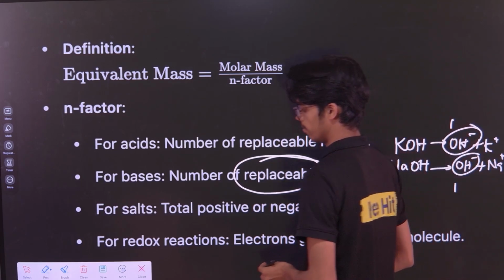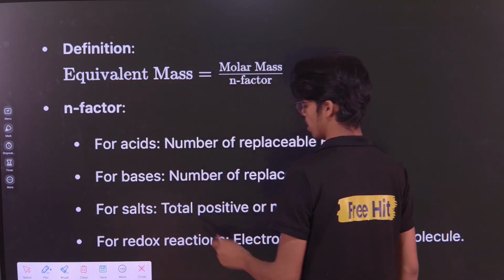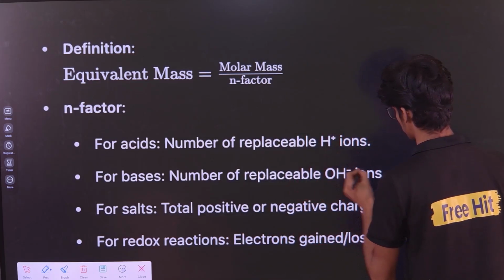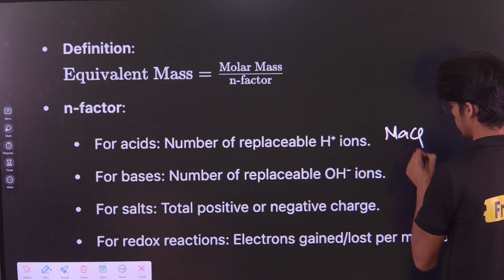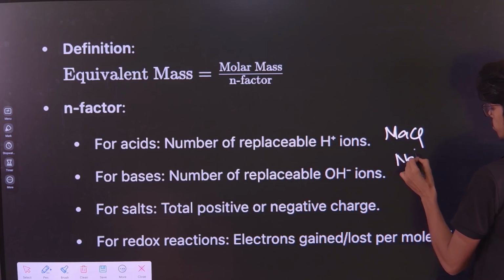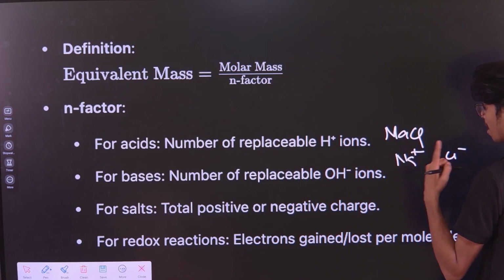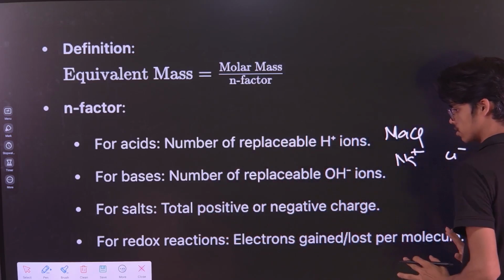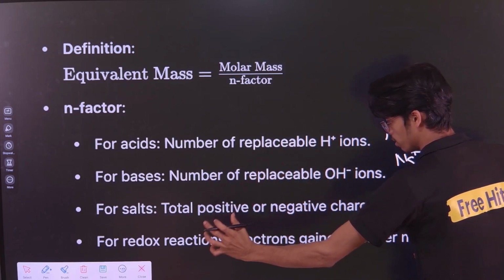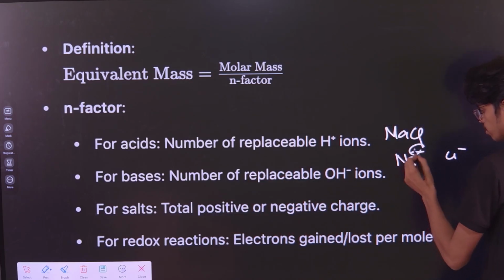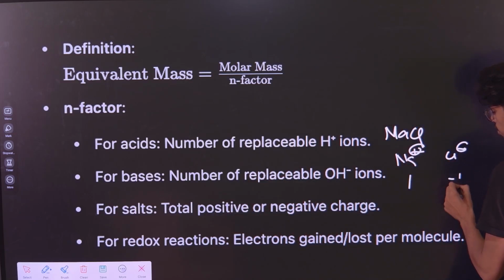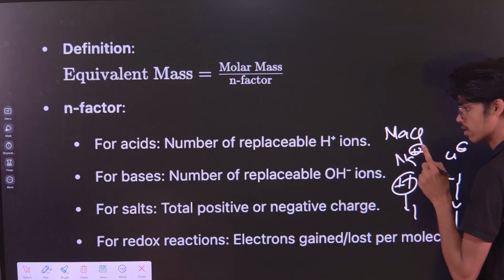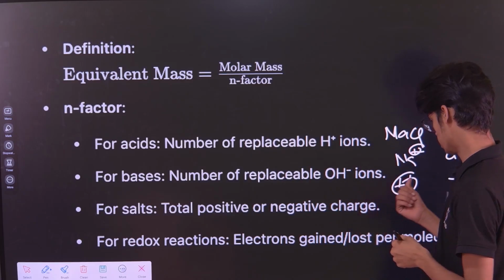Now when it comes to salts, it is the total positive or negative charge which is getting balanced. For example, NaCl is made of one Na positive and one Cl negative. What is the magnitude of either the positive charge or the negative charge? You can calculate either one, but pick only one of them. The magnitude is 1, so for salts this is how the value of n is calculated.